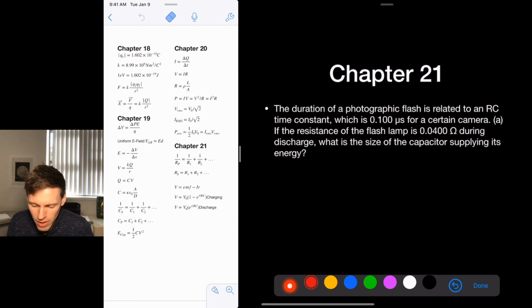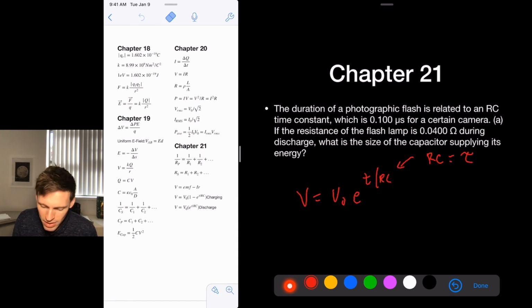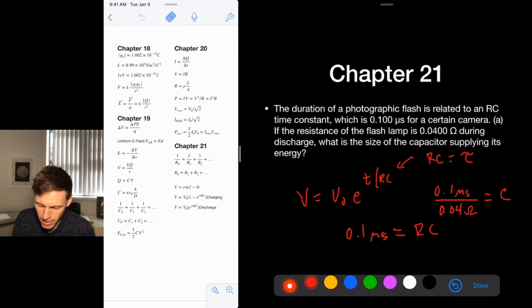The duration of a photographic flash is related to an RC time constant, which is 0.1 microseconds for a certain camera. If the resistance of the flash lamp is 0.04 ohms during discharge, what is the size of the capacitor? We go to V equals V0 e to the minus t over RC, and the time constant is equal to RC. We want to know the capacitance, so we take 0.1 microseconds and divide by R, 0.04 ohms, and that's going to equal the size of the capacitor.